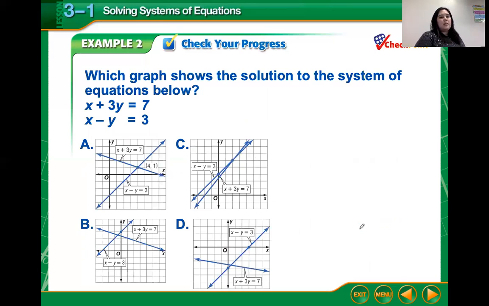All right, go ahead and try example 2, check your progress. Which graph shows the solution to the system of equations below: x plus 3y equals 7, and x minus y equals 3.